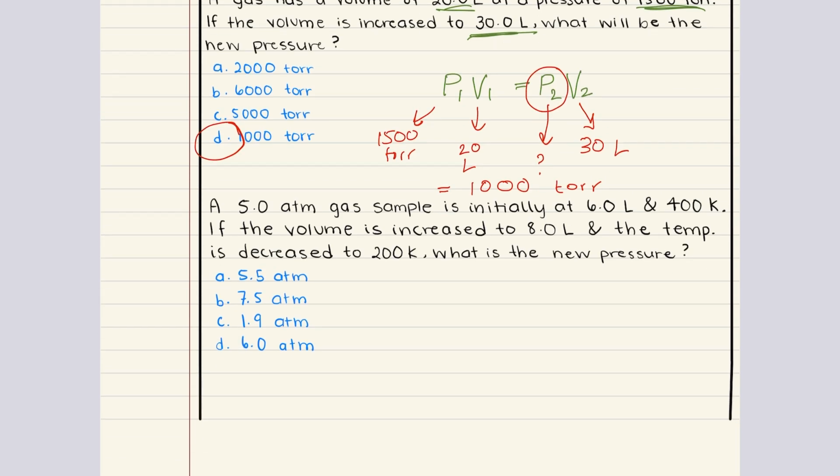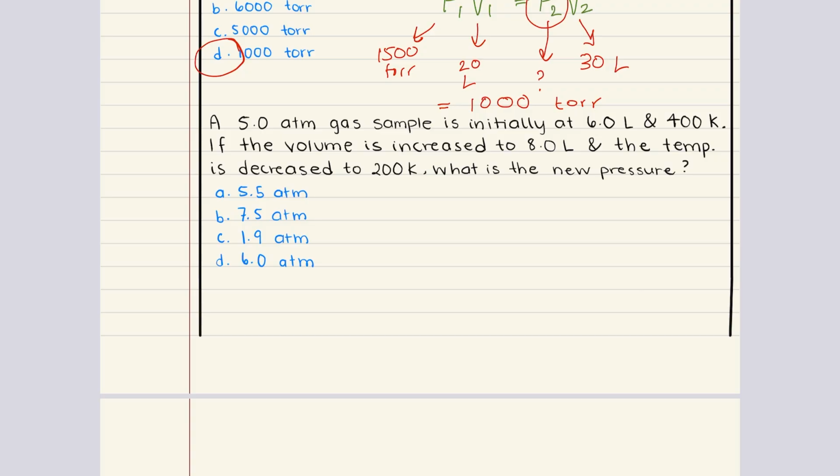Let's move on to our third problem. Our third problem says a 5-atmosphere gas sample is initially at 6 liters and 400 Kelvin. If the volume is increased to 8 liters and the temperature is decreased to 200 Kelvin, what is the new pressure? For this problem, we want to use our combined gas law. Our combined gas law is P1V1 divided by N1T1 is equal to P2V2 divided by N2T2.